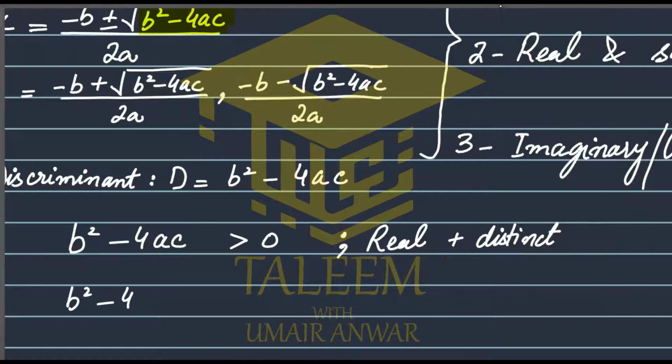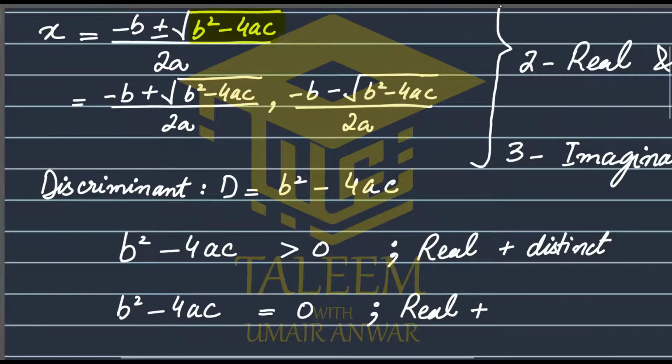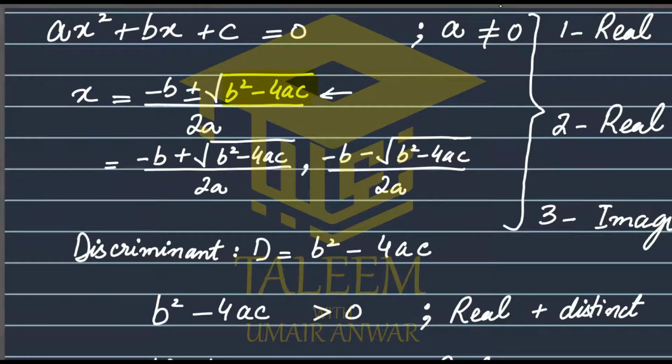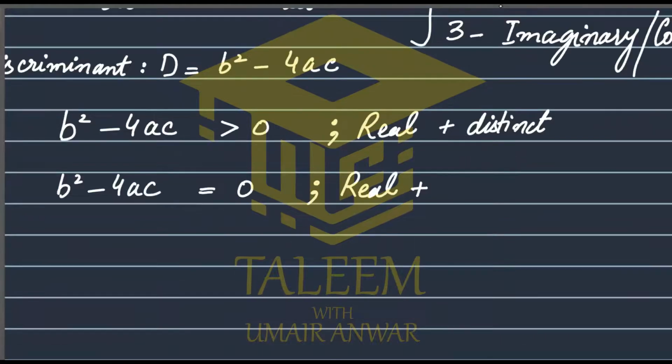Similarly, there is a possibility that this expression is equal to 0. Still, we would get real roots, but since within the square root this expression has become 0, we will be left only with minus b upon 2a. And since we are solving a quadratic equation, we must get two roots here. So we say that the roots are real and repeated. Apparently it is a single answer, but it is considered to be two answers, and the repeated answers are the same answers.